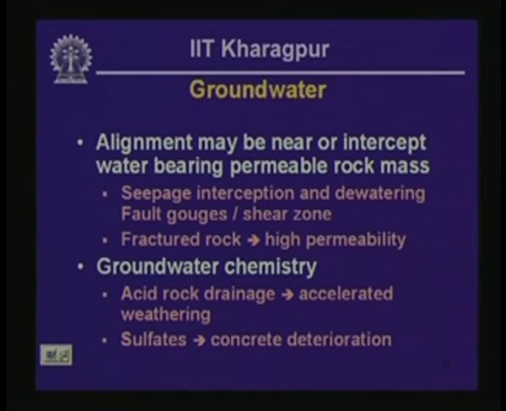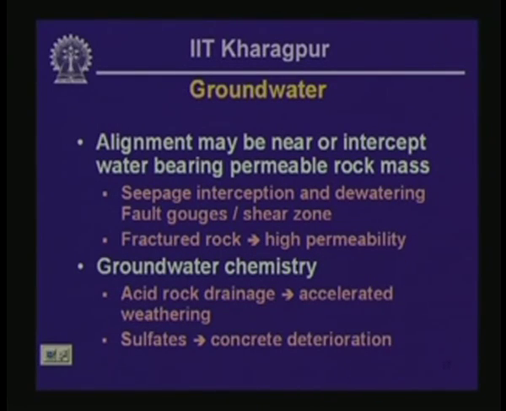Groundwater is another issue tackled by engineering geologists while designing a tunnel. This issue particularly arises in the case of alignments that are near water bearing permeable rock layers. Seepage and interception, dewatering becomes a problem here, particularly if the rocks are fractured and highly permeable. You also have to consider groundwater chemistry in this case.